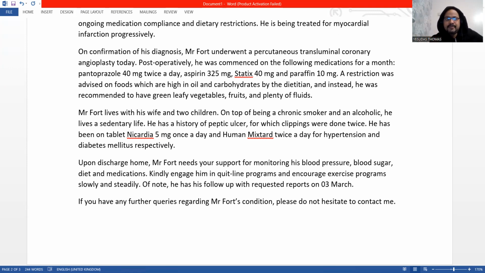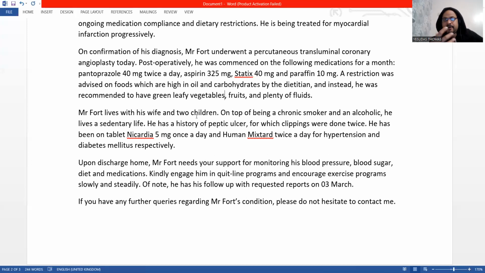So that would be nice. Mr. Ford lives with his wife and two children because we are going to write to a district nurse for a home visit. So the district nurse will be coming, or she will be sending someone to the home. So it is very necessary to know where Mr. Ford lives. So that's why we have written he lives with his wife and two children.